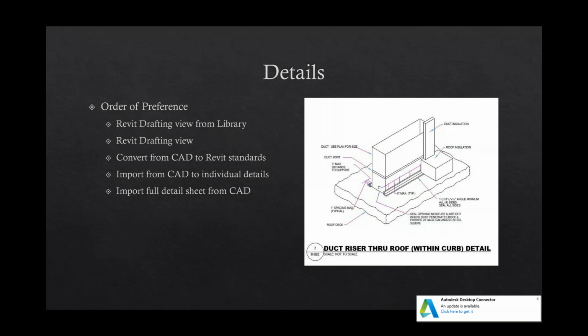Say we have a new detail we want to use that's in a different Revit project or in CAD, or not even created yet. What we might have to do, in diminishing order, is create a new Revit drafting view that's not in that library but is more of a one-off. We might need to convert something from CAD, where we bring it in, explode it, and then take all the components and make them proper for Revit, making sure all the lines are in the proper line style.